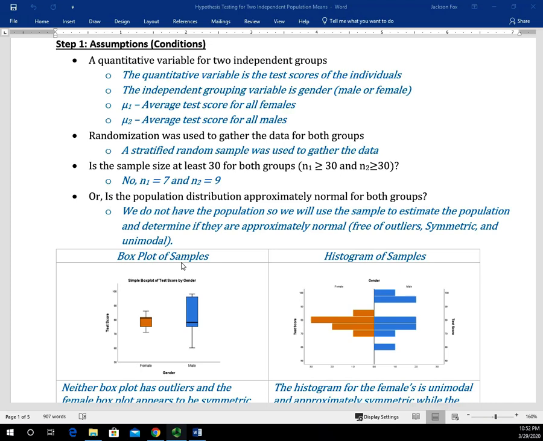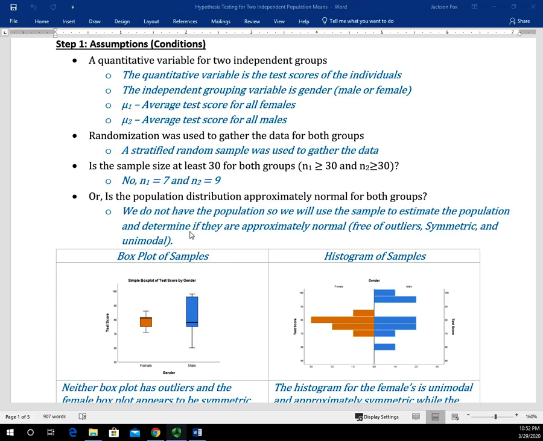The second condition that we have is that randomization has to be used to gather the data from both groups. We used a stratified random sample in order to gather the data. And again, the reason for looking at randomization is 1, we want the sample to somewhat represent the population, and number 2, we want to ensure that everything within each of the groups is equally likely to be chosen. So in other words, we're trying to eliminate or reduce as much of the sampling bias as possible.